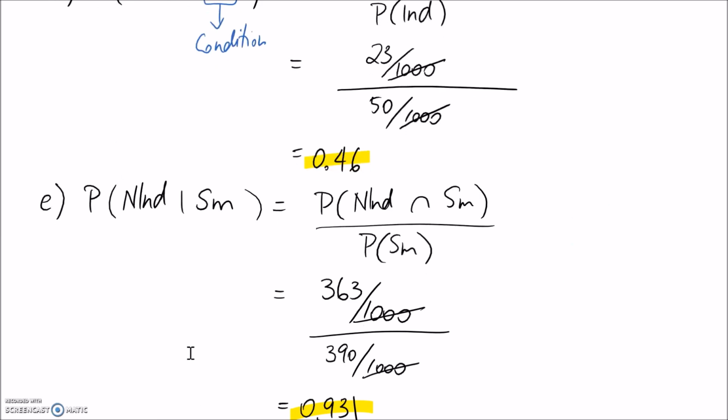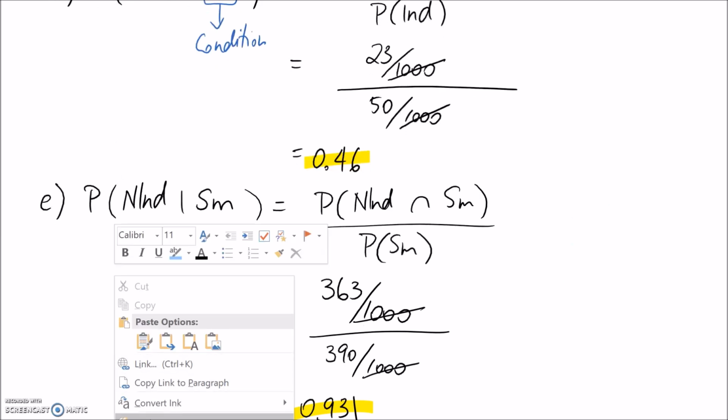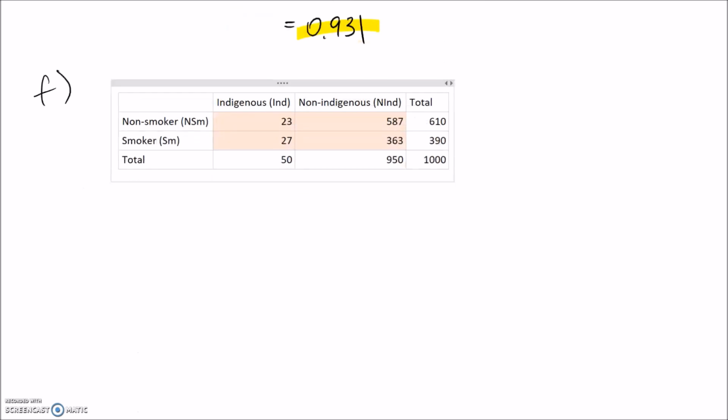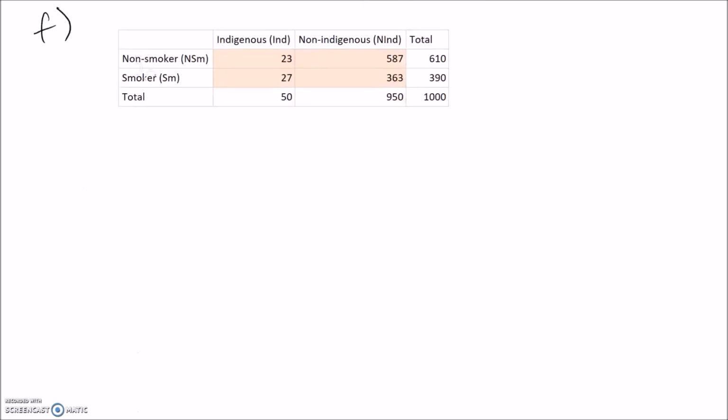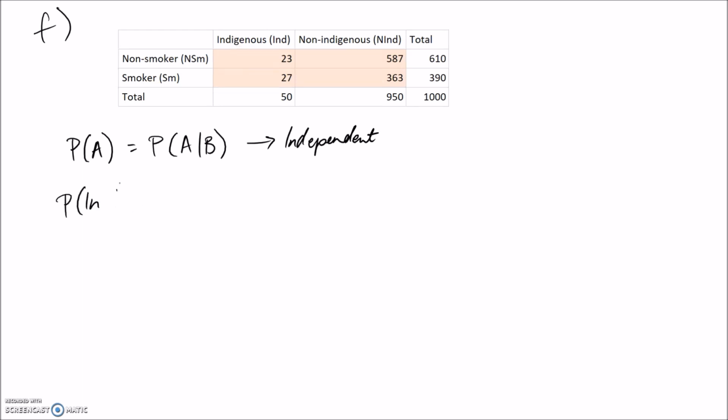Alright, so I'm just going to copy our table down. Here we go. So we're looking for the independence of smoking and Indigenous status. So for this, the probability of an event in its unconditional form has to be equal to the probability in the conditional form for it to be independent. If this is not true, then we've got a dependent case. So let's pick one of our variables to have a look at. I might pick one of our categories, I should say. I might pick Indigenous. Oh, just writing this as IND.